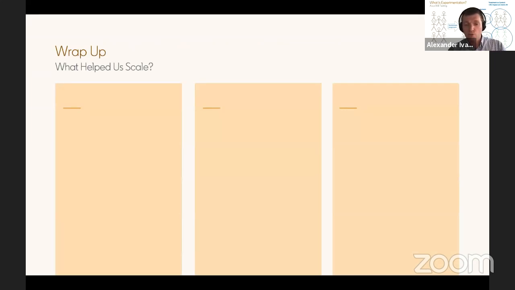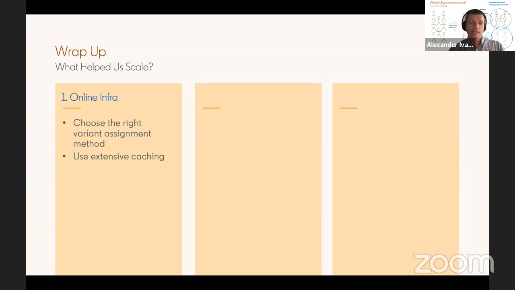So just to summarize, let me reiterate the things that helped us to scale. First of all, for the online serving infrastructure, it was choosing the right method of variant assignment. The second thing that worked really well was using extensive caching. In our case, we use at least 2 layers of cache. Maybe something else is present in the data layer storage, but 2 layers of cache do a pretty good job for us. And the other thing was investing in the performance of our stack.